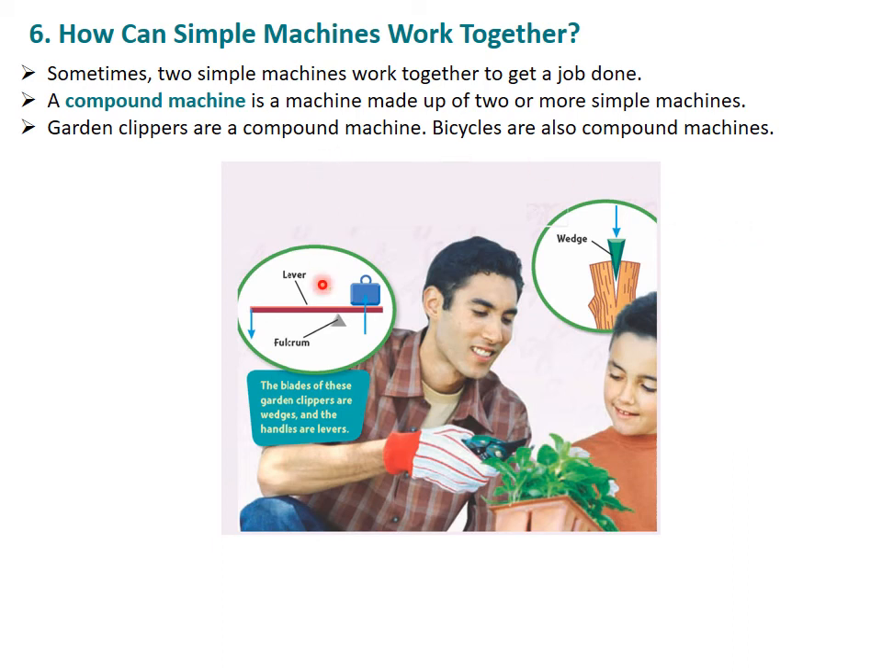Now let's take a look at this picture. We can see that we have garden clippers. The blades of these garden clippers are wedges, and the handles are levers. So, garden clippers are compound machines because they are made up of two or more simple machines.